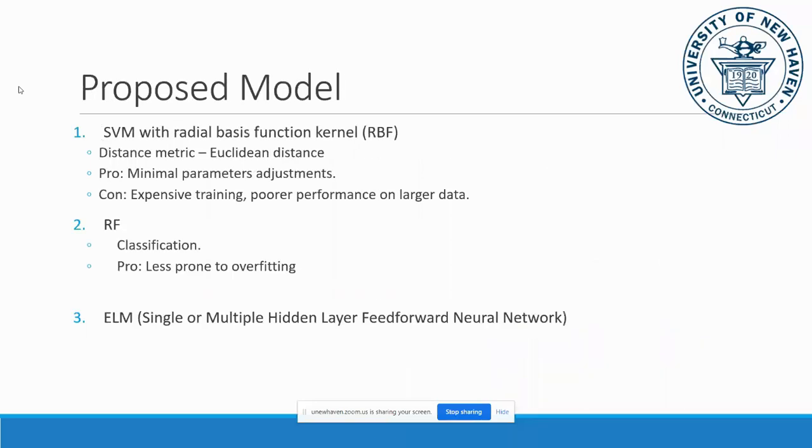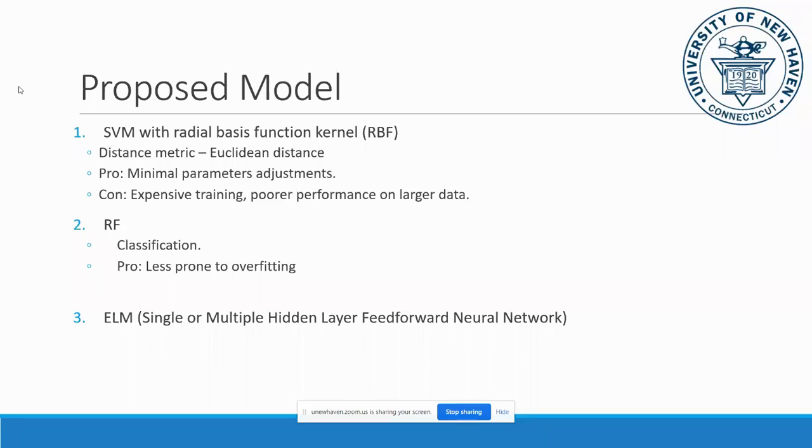So what are the proposed models that they decided upon to test? For SVM, they have an SVM with a kernel called the radial basis function. They have a distance metric, and they're using Euclidean distance. What are the pros? Minimal parameter adjustments. What are the cons? It's expensive to train. It does poorer on larger data, as you could see from the original SVM papers that they looked at.